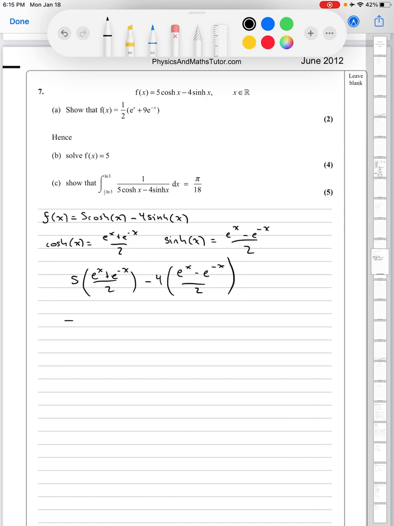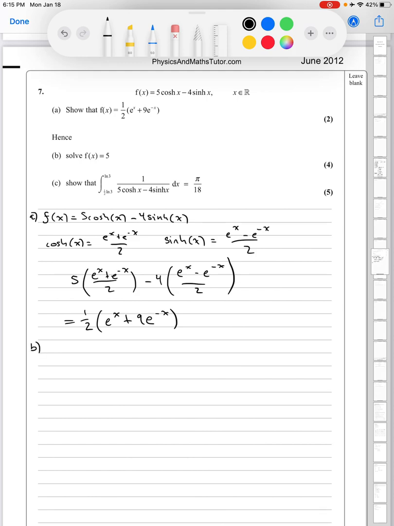We can go ahead and say the answer comes out as 1/2 e to the x plus 9 e to the minus x. Done. Really not very interesting. That's part A. I have skipped some steps here, but they're trivial steps, very easy. Go through those if you don't see them. Otherwise, this is good enough.